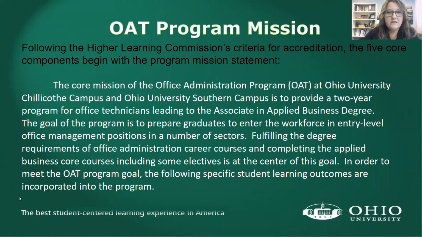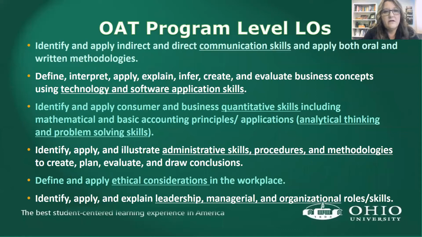Okay, and here are our program level learning outcomes. I'll just briefly go through a few of these. Identify and apply, those are those Bloom's verbs. Communication skills, then you'll see define, interpret, apply, and those are about our technology and software applications courses. And then quantitative skills, we want them to be able to apply those as well. And here's where our analytical thinking and problem solving comes in, and we transition to higher order thinking in the program. Those are 2000 level courses for the 2-year degree.